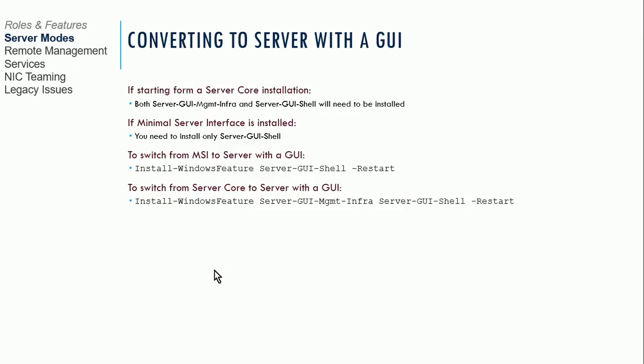To switch from server core to a server with a GUI, you would run this command. This is the command you would run to install both. You'll notice here in one, we're only installing the Server-Gui-Shell, so if we're in the minimal server interface, we only need Server-Gui-Shell. If we're in server core, we need both Server-Gui-Mgmt-Infra and Server-Gui-Shell, and then it gives us the full environment. And by the way, if you're in core and you only need the minimal server interface, you would just run Install-WindowsFeature Server-Gui-Mgmt-Infra, and that will give you the minimal server interface. All right, so in the next slide deck, I'm going to talk about remote management.